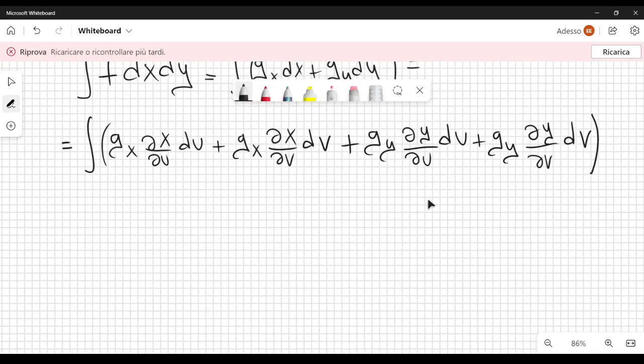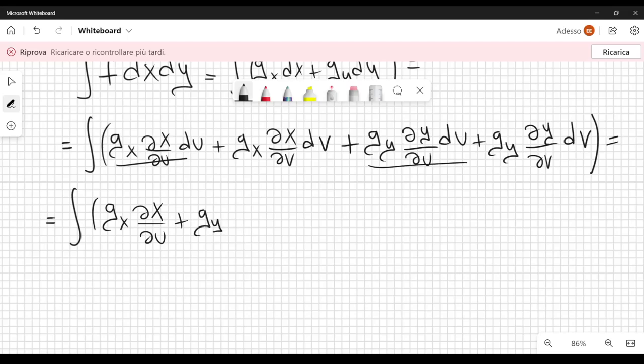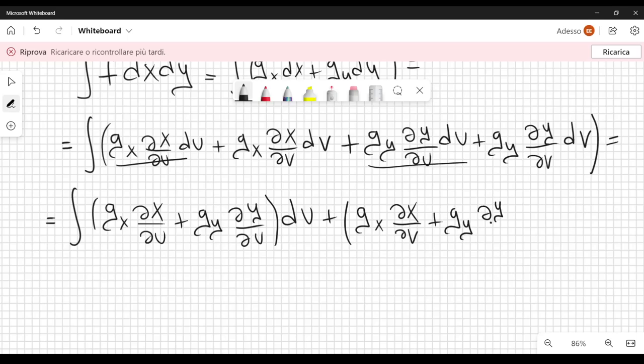And now we can rewrite this expression like this: I can collect the terms which multiply the differential du. So I will have gx dx/du plus gy dy/du times du, plus, and here I have gx dx/dv plus gy dy/dv times dv, like this. And now we can use Stokes' theorem again, right?